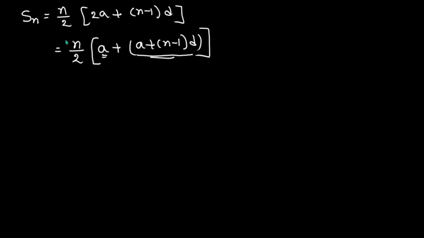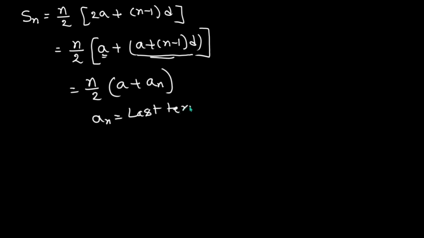The nth term in this series we are calling the last term, right? That's the reason this can be written as n by 2 into (a plus an). an is the nth term, also called the last term of the series. So we can write it as n by 2 of the first term and last term, a plus l. l is the last term, a is the first term.